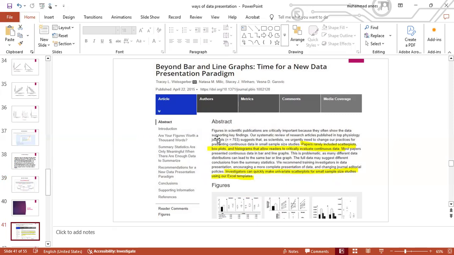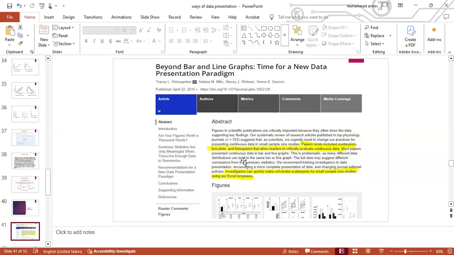So the abstract is, figures in scientific publications are critically important because they often show the data supporting key findings. Our systematic review of research articles published in top physiology journals suggests that as scientists, we urgently need to change our practices for presenting continuous data in small sample size studies.